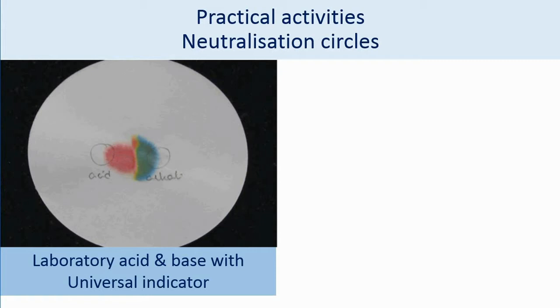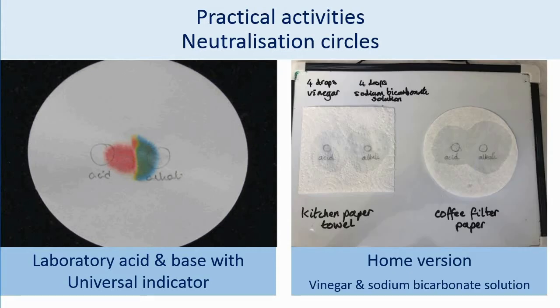Combining the challenge of making a natural indicator with neutralization circles makes a suitable project for students to work on, using the materials available either at school or at home. At home, filter paper can be replaced with kitchen paper towel or coffee filter paper. Vinegar or lemon juice and sodium bicarbonate solution, a bit of baking soda dissolved in water, can be used for the acid and alkali.